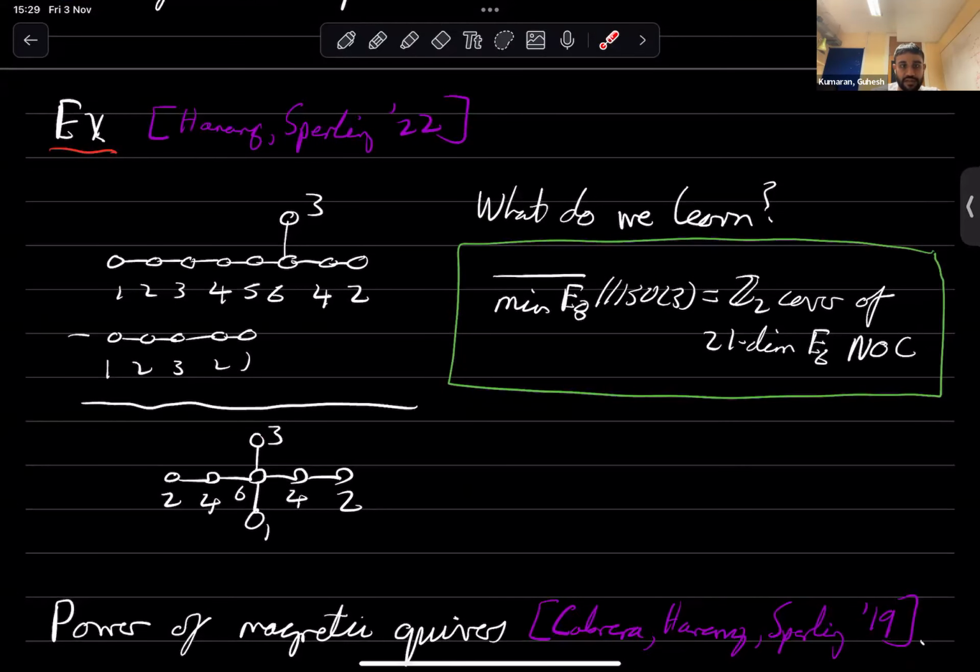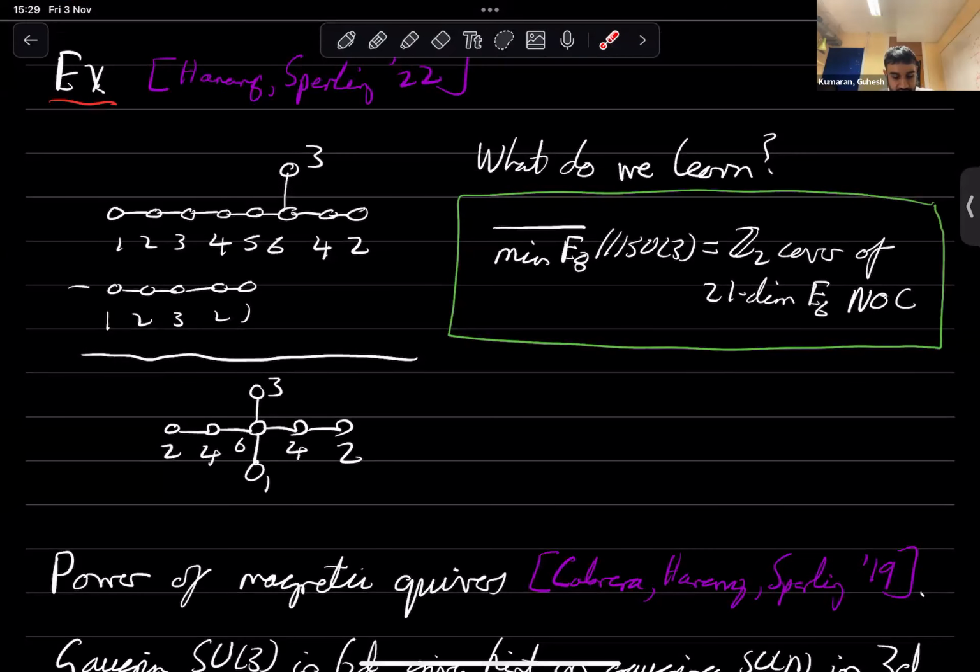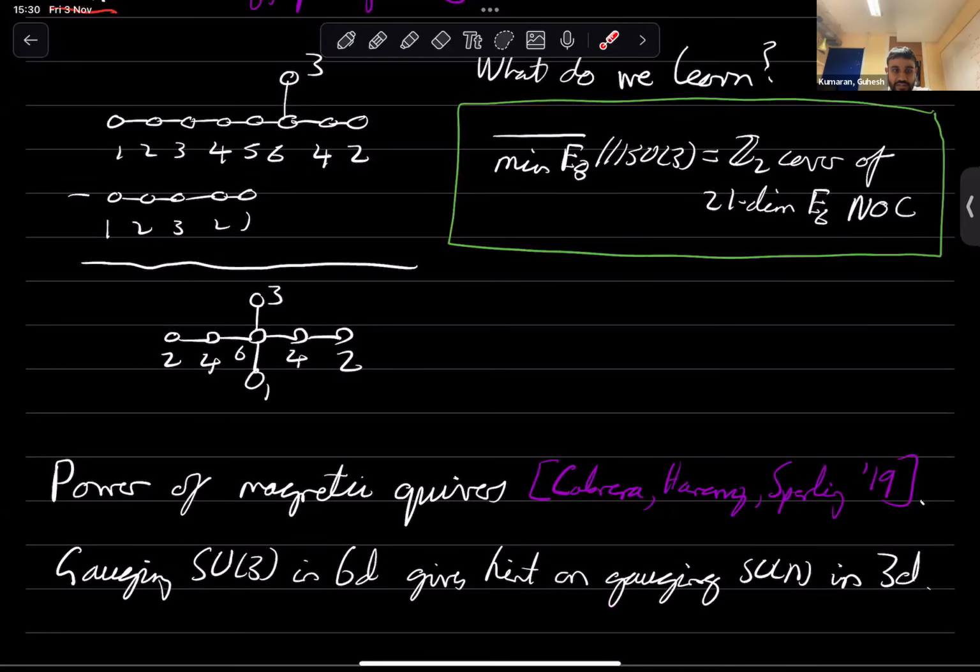So another one comes from this work of Hanany and Sperling, where they take the affine E8 and they do an SU3 hyper-Kähler quotient, and what they find is the Z2 cover of the 21-dimensional orbit of E6. And the comment I'd like to make here is that it really shows the power of this concept of a magnetic quiver. So the gauging of SU3 in 6D gives a hint on how to gauge an SU(N) in 3D. So this example was kind of a motivation for this project, because gauging an SU3 in 3D should be the same kind of subtraction. And so when you're free to gauge whatever you like in 3D, you can sort of generalize how you would do an SU(N).